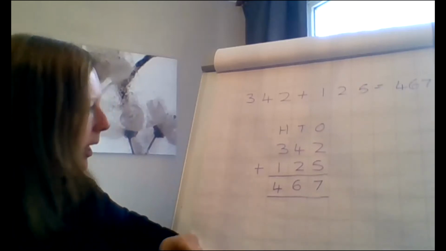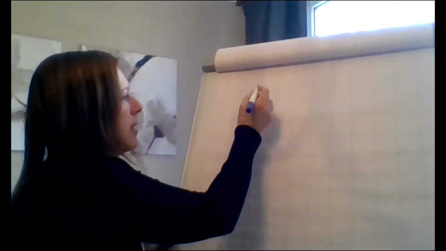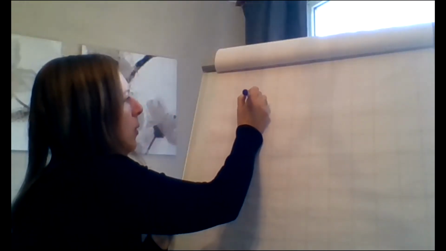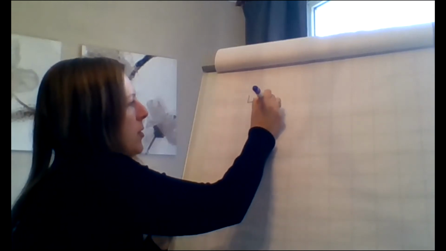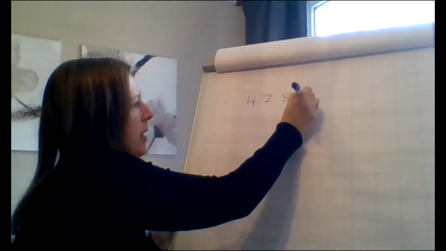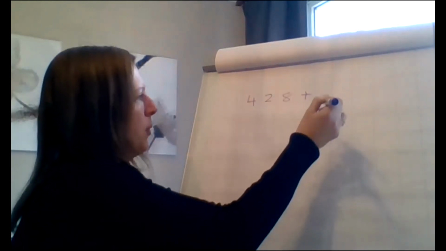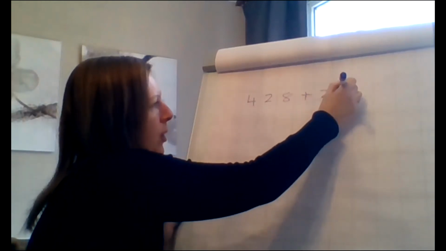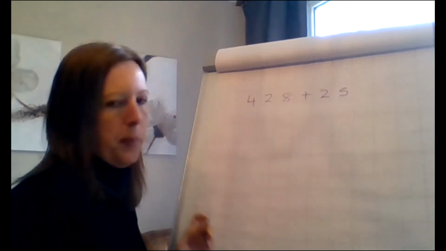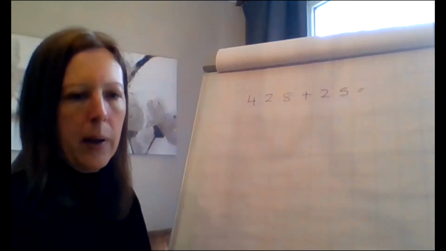So if we are looking at some different numbers, okay, so if we were looking at example 428, and to this one, I'm actually going to start off by adding a 2-digit number. So I've got 428, and to that I'm going to add 25. Okay, so that's my sum I'm going to be trying to work out.